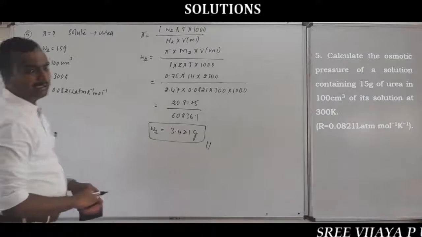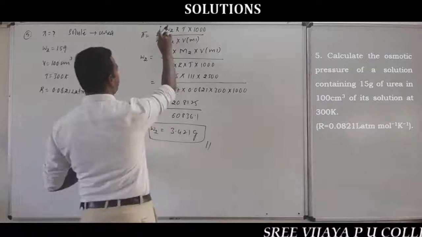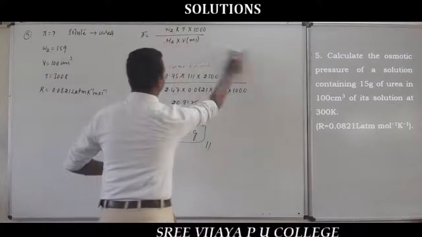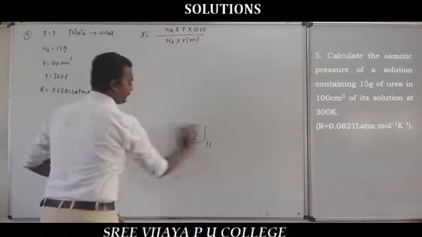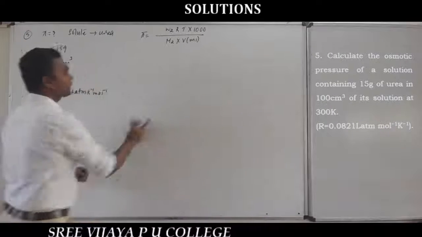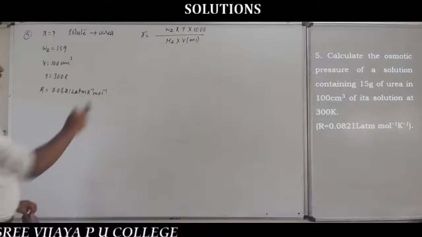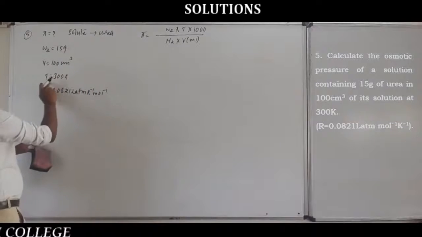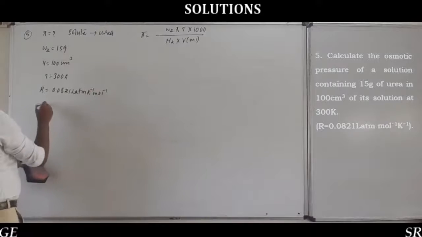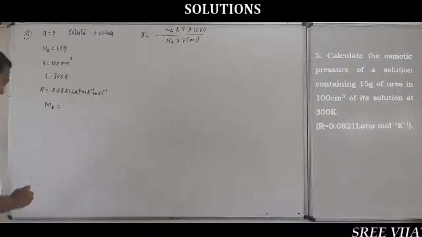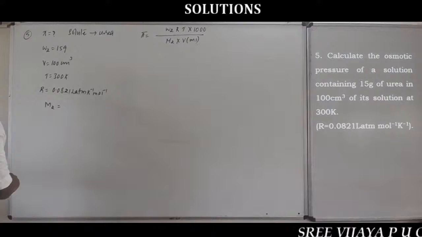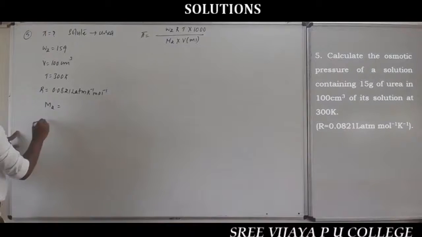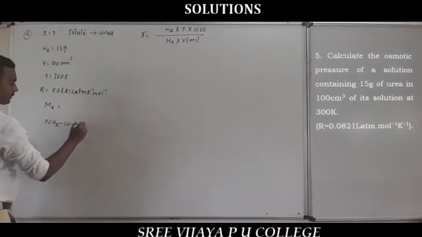So now we can calculate π. There is a direct equation. Here there is no Van't Hoff factor. Therefore, the equation of osmotic pressure is π = W2 RT into 1000 divided by M2 into V in ml. All the values are given: W2, R, T and volume are given, and one more you have to calculate, that is M2. What is M2 here? M2 is the molar mass of the solute. The solute is urea, NH2 CO NH2.